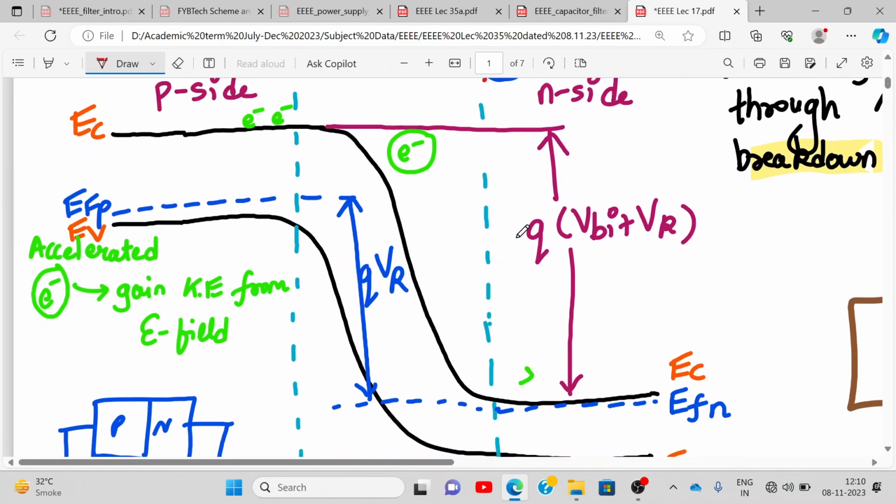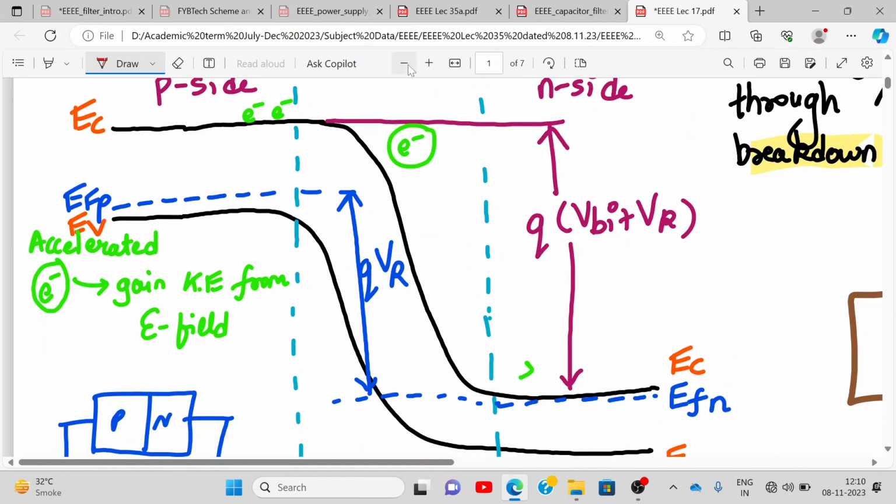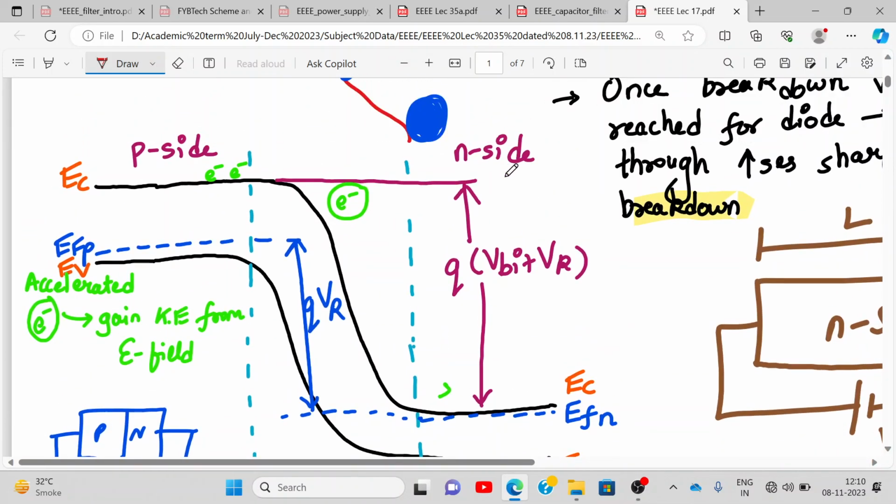Now tell me, what do you see in this energy band diagram? You see the P side on the left hand side, and the N side over here. This height, V_BI, is the internal barrier created due to the balancing process, and V_R is my reverse voltage. Now, if I increase this barrier even further, what will happen? The height will keep on increasing, right?